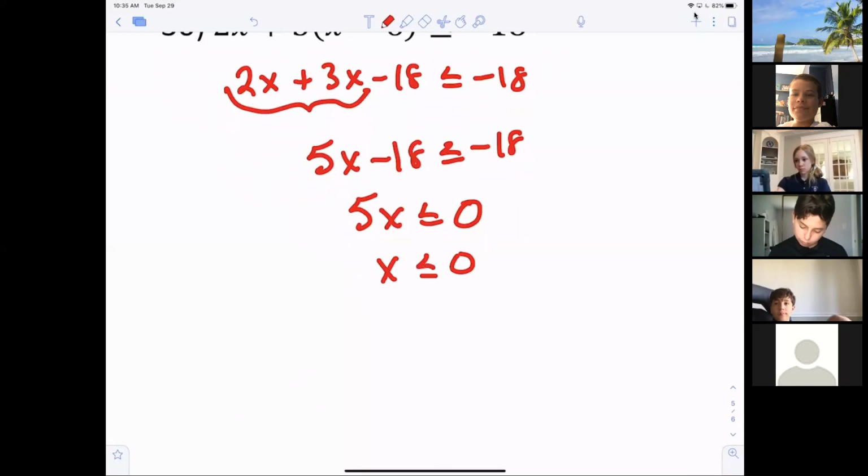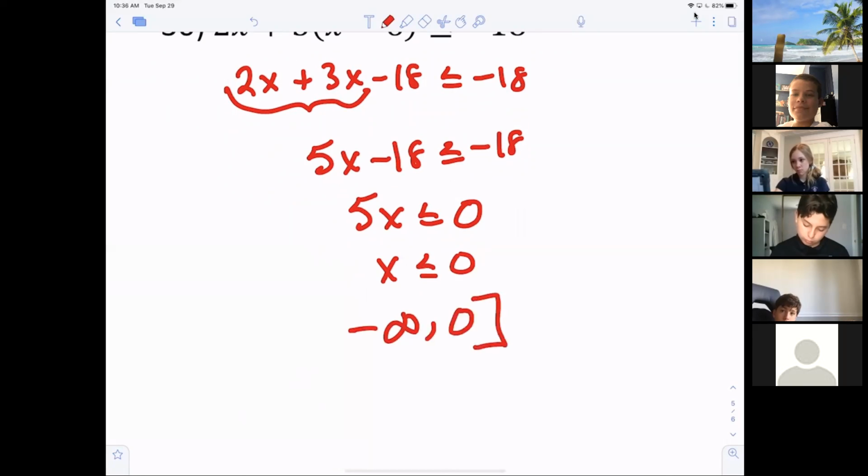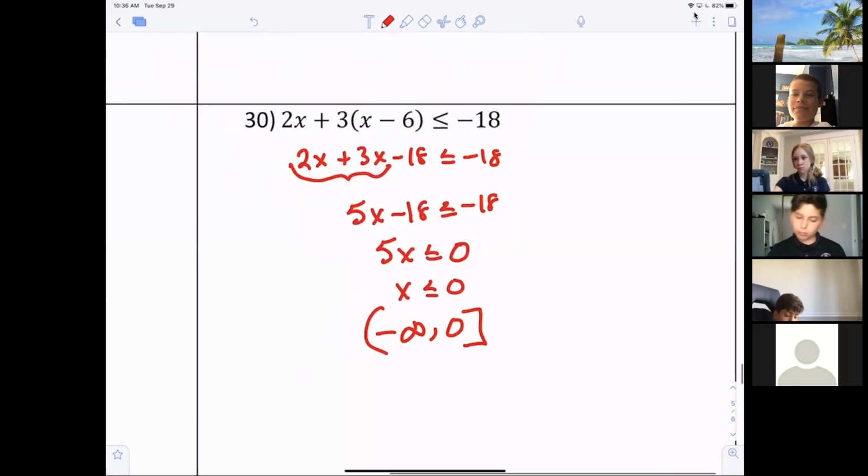Which means I'm starting where? Negative infinity, and going to 0. Bracket 0. Guys, I'm pretty happy with that. All right, Jack, hopefully I cleared things up for you, buddy. Yeah, it was just a little bit confusing. All right, though. Fine. Now, guys, I'm pretty happy with that. I'm actually happy with you guys.